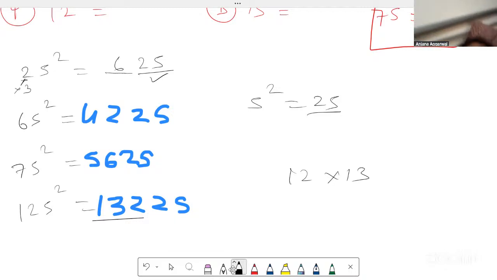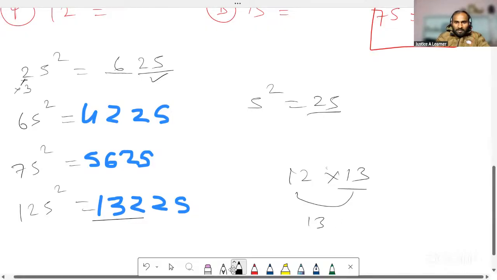I already know it, I just know it. You can also do this like 13 times 1 is 13, and 13 times 2 is 26. That is wrong. Your data is wrong. 156. That would be the answer.